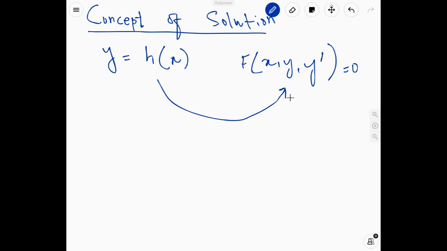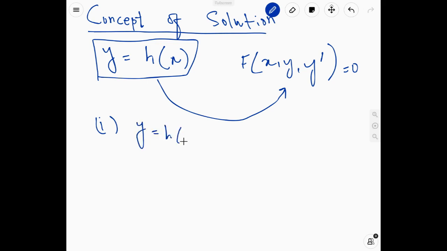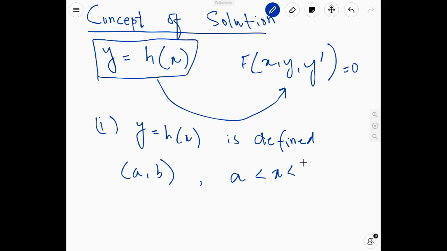It qualifies to be the solution of the differential equation if, number 1, this function y is equal to h of x is defined in some open interval. So y is equal to h of x is defined on an open interval from a to b. It means that a is less than x and x is less than b. That means that the values of x lie between a and b.